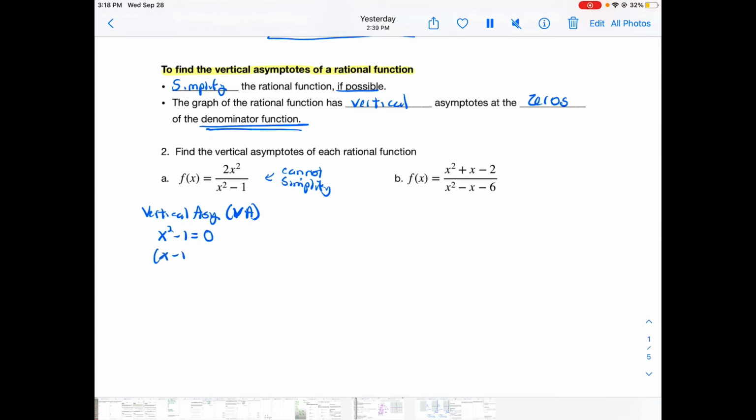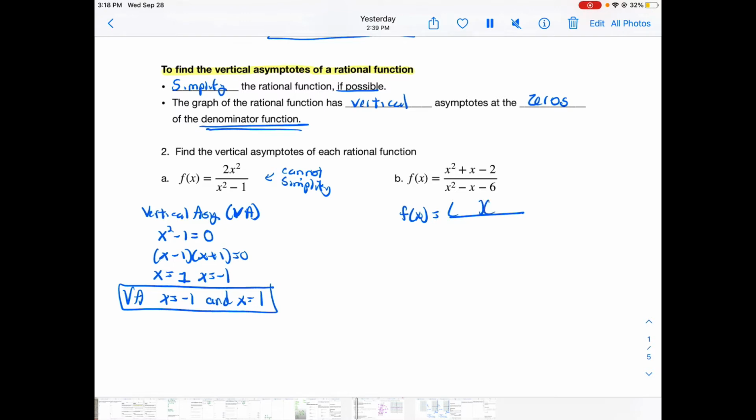And so for our vertical asymptotes, I can factor this difference of squares here and actually get two vertical asymptotes. Vertical asymptotes are equations of lines, and they're always at x equals a number. So x equals negative 1 and x equals 1. You must write the x equals for each number, each one.